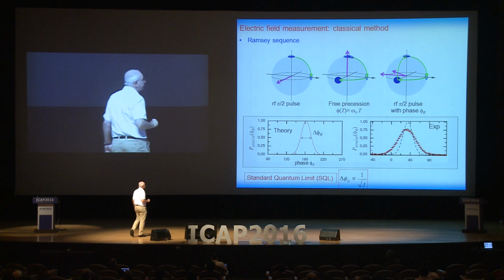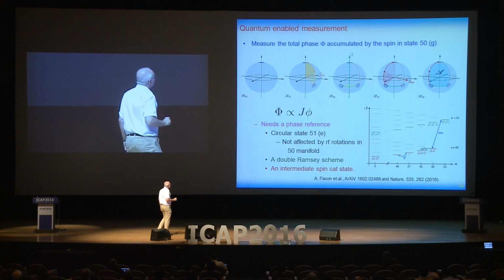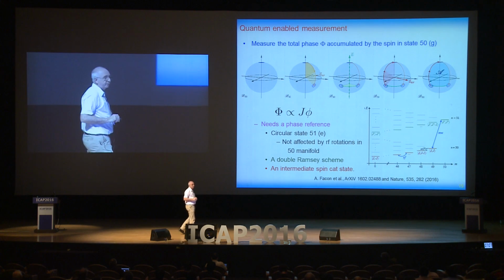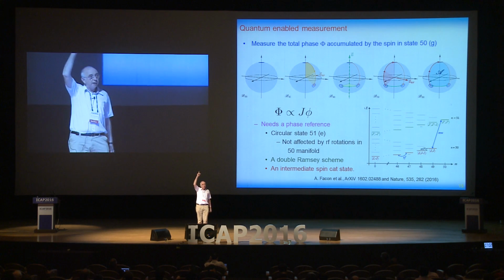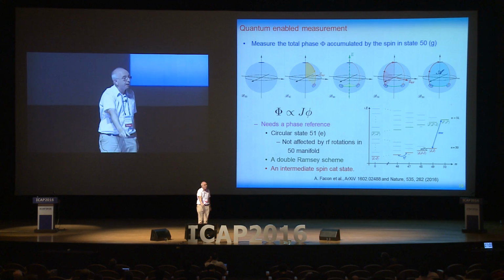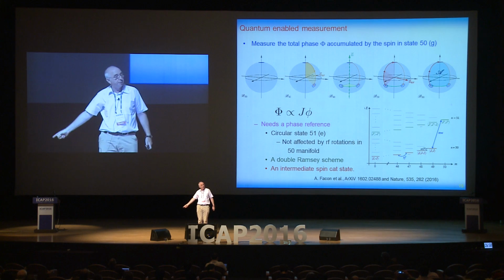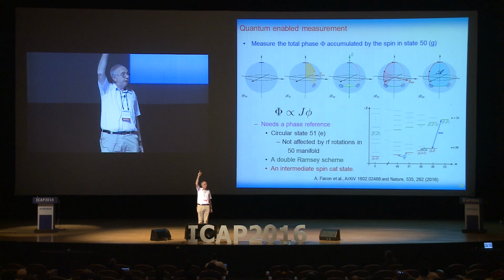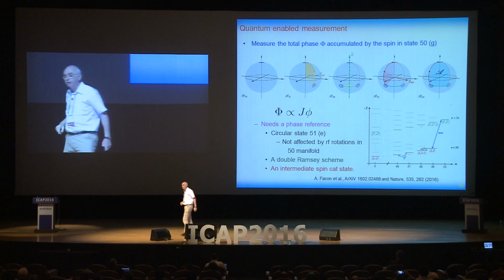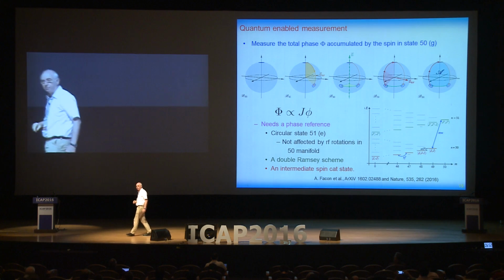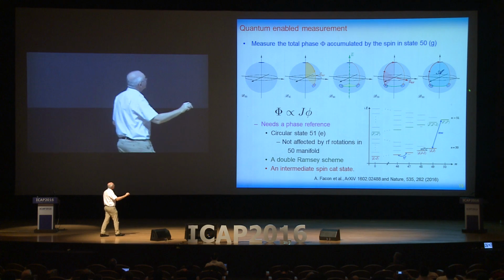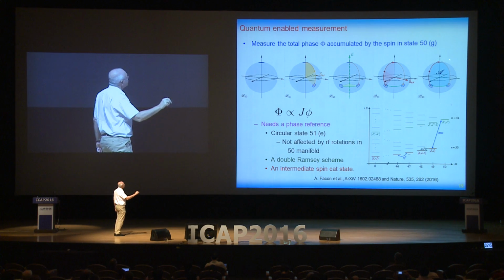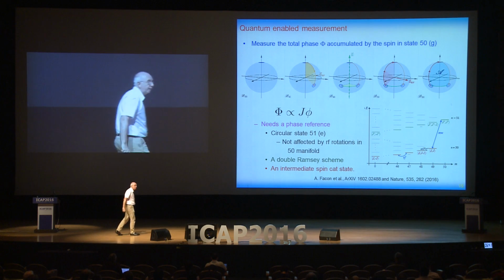Now, how can we do better? There is a much larger phase, which is here. It's the total Berry phase that the spin accumulates during its path on the Bloch sphere. Of course, for a spin 1/2, the two phases are the same, and it doesn't gain anything. But for a spin j, it is clear that the total phase acquired by the spin, because this sphere has a radius j, is j times larger.